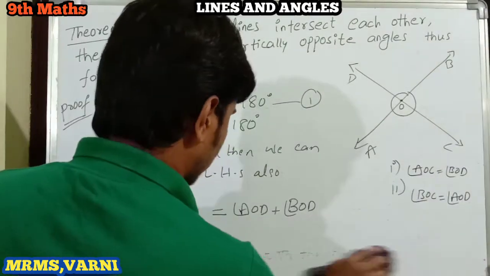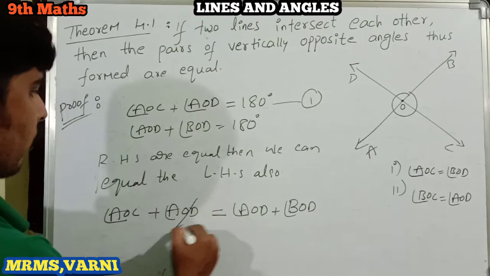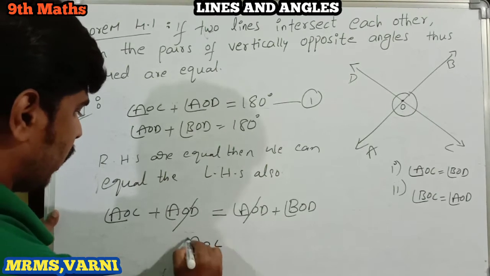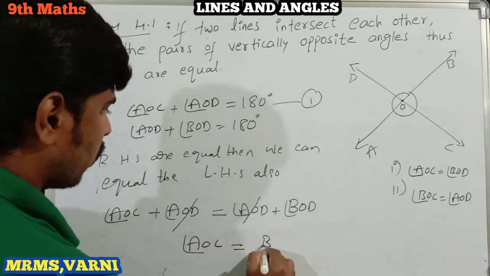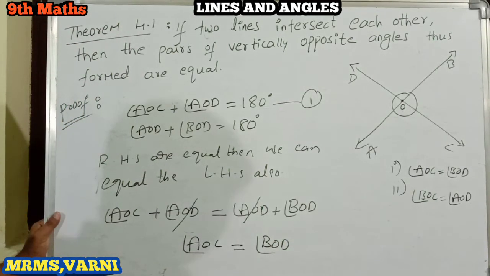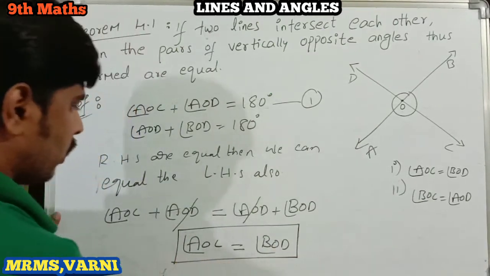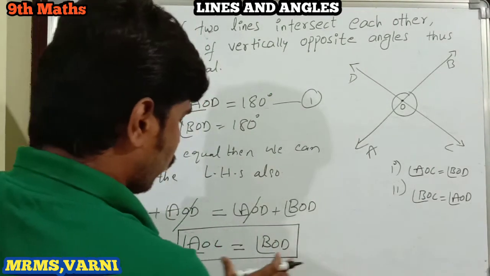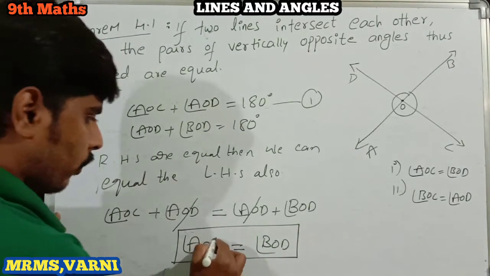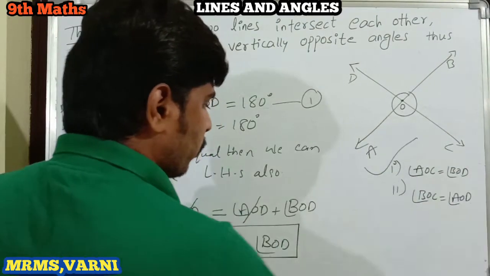Is it clear? Right. So now on both sides, angle AOD gets cancelled. What are the remaining? Angle AOC is equal to angle BOD. Is it clear? So this is nothing but angle AOC and angle BOD are vertically opposite angles. We know that already, so we got here they are equal. This first one is proved.